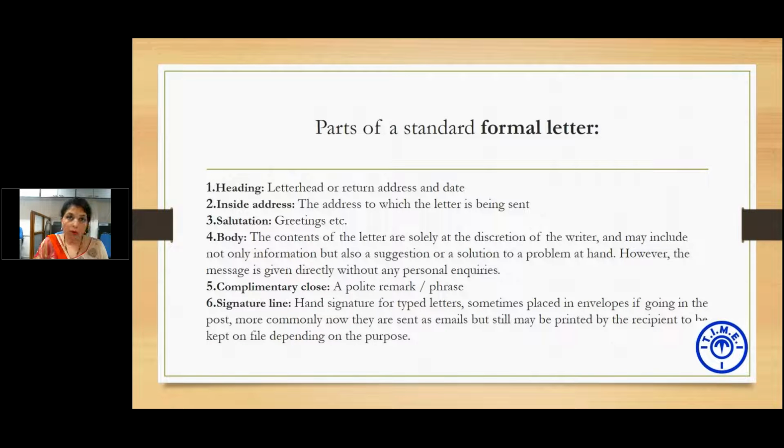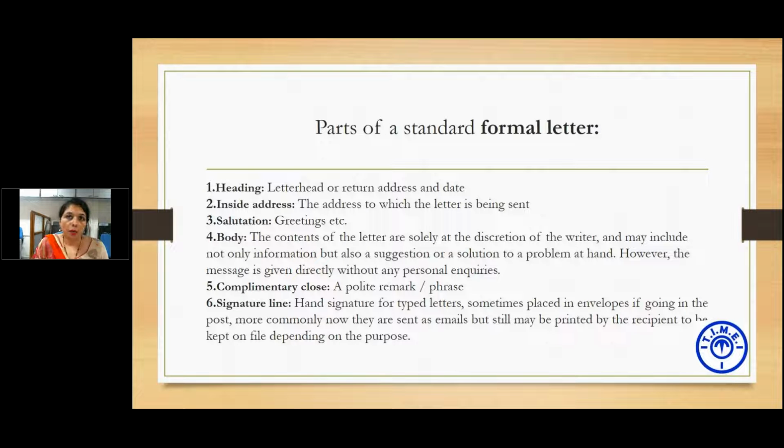After the salutation, which I have not mentioned here but we'll take a look at when we come to the sample formal letter, should be the subject of the letter. The subject of the letter is not a separate part of the letter. It's included in the body, which is why I have not mentioned it over here. But after the salutation, you must be sure to write the subject of the letter.